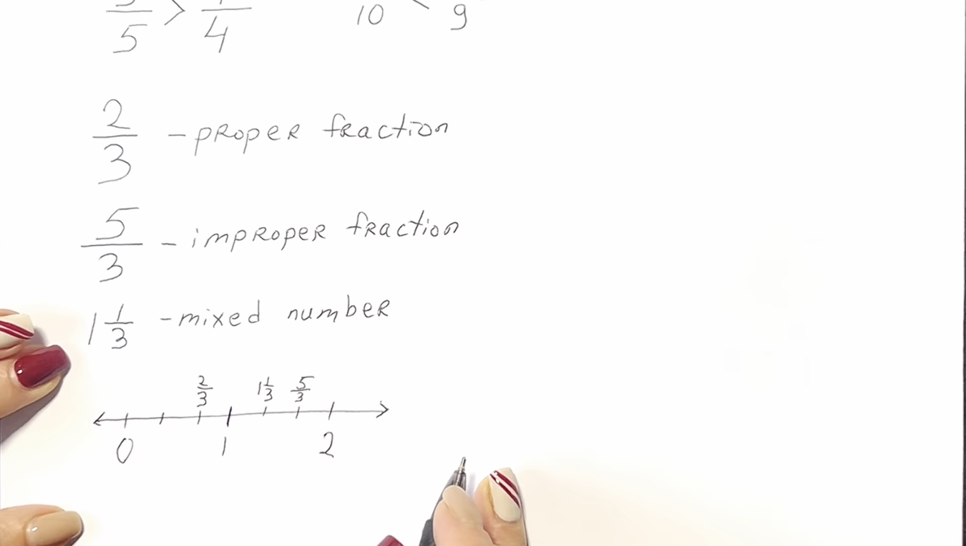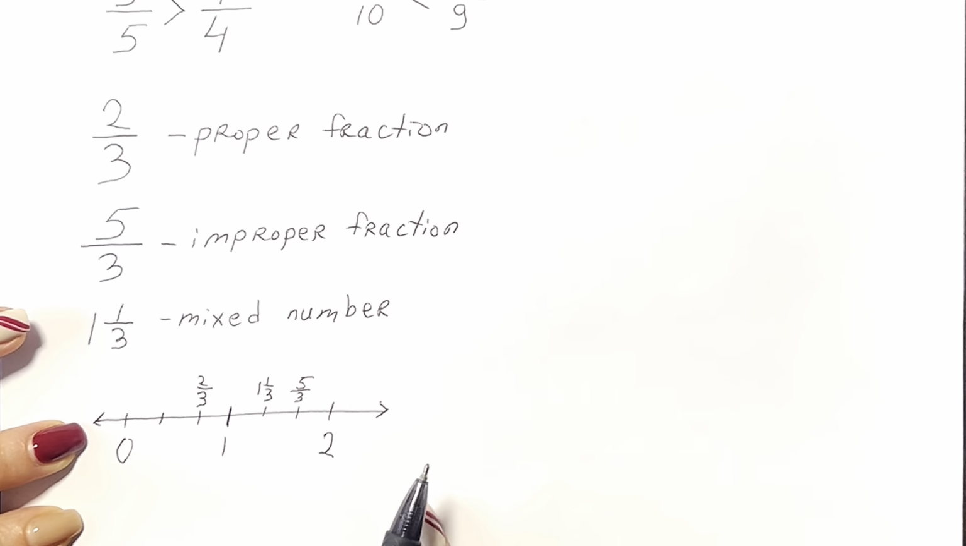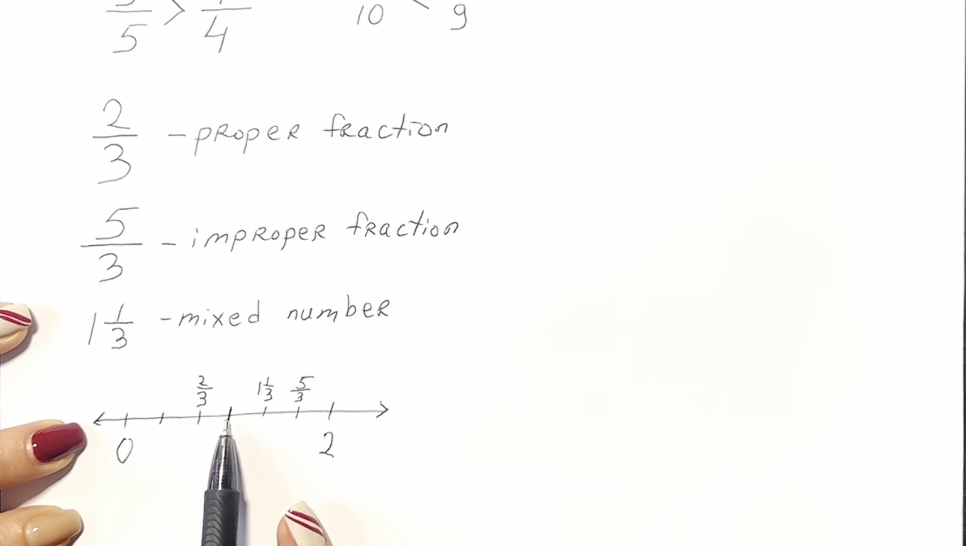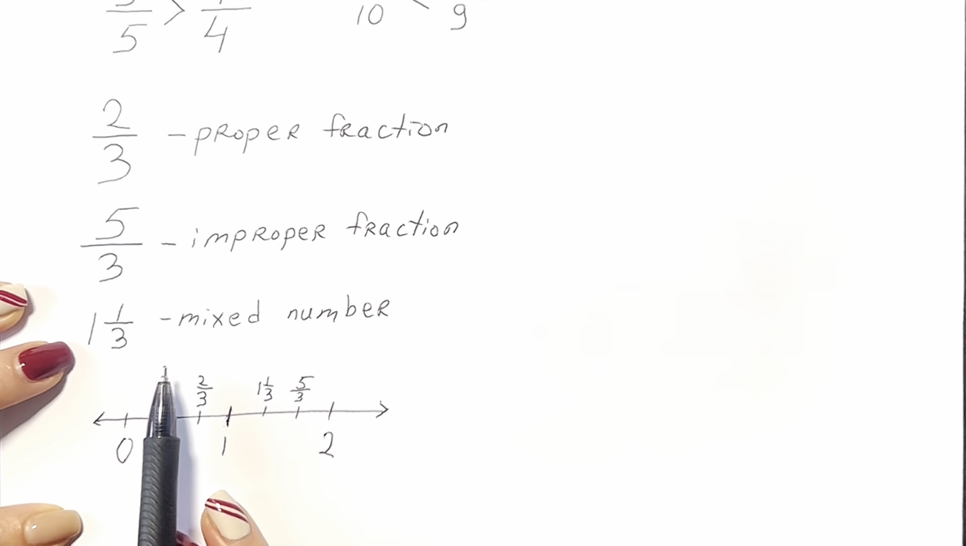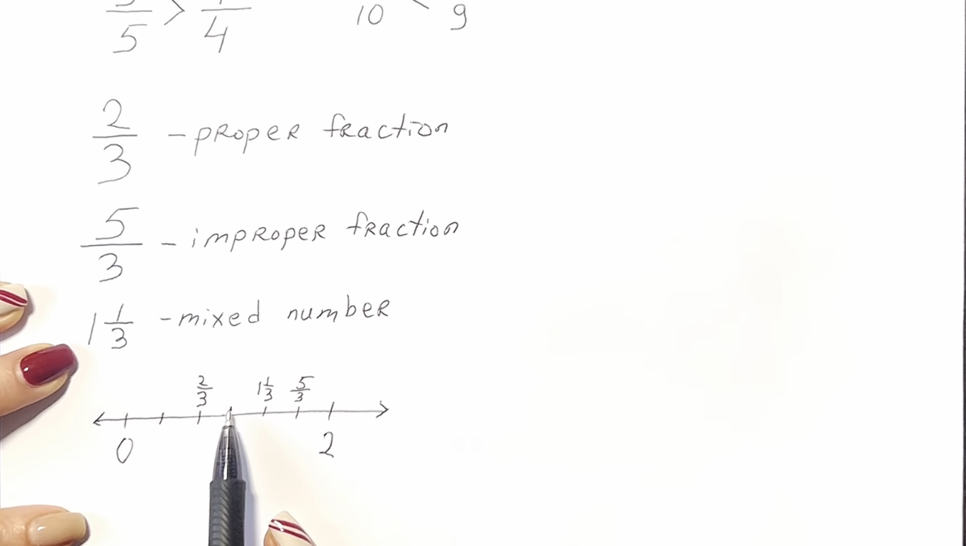So if you look at this number line, you're gonna see that a proper fraction is always less than 1. An improper fraction is always 1 or more than 1, greater than or equal to 1. And the mixed number, of course, has a whole number in it. It's gonna be more than 1.